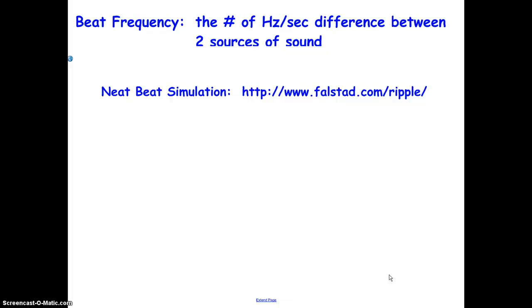You can see how the beats are produced. All right, if you have any questions on this phenomena, ask in class, and we'll answer any questions that you have.